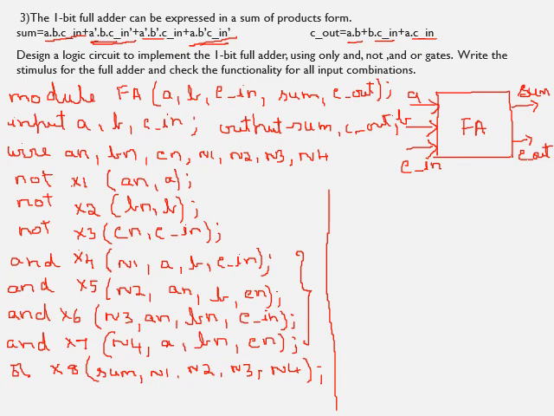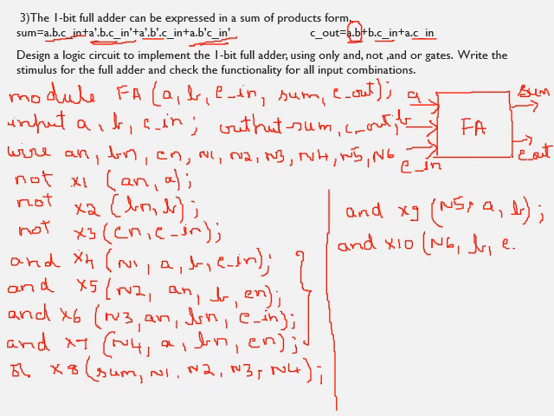Now coming to the carry. The first expression is A and B. So for that I require an AND gate. Let this be x9. Output I will take as N5. N5 comma A comma B. Next is AND x10. Let me take the output as N6.